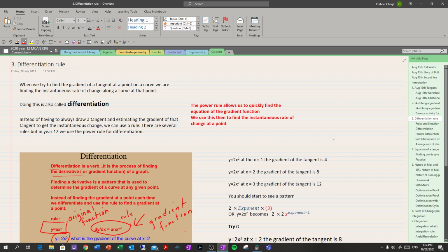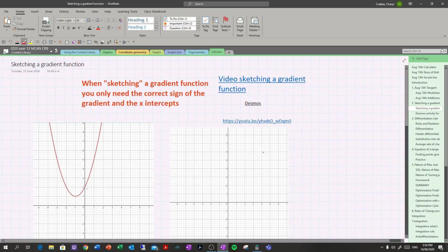So at this point, we've been finding the gradients of a tangent at a point on a curve. What we realize is that if we have a point and we draw a tangent line to it, and we find the gradient of that tangent, we're finding the instantaneous rate of change at that point, which is differentiation by virtue. We're doing calculus.